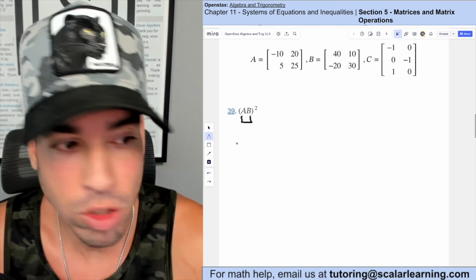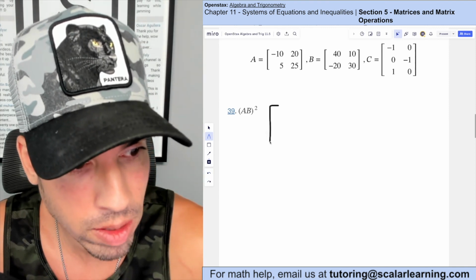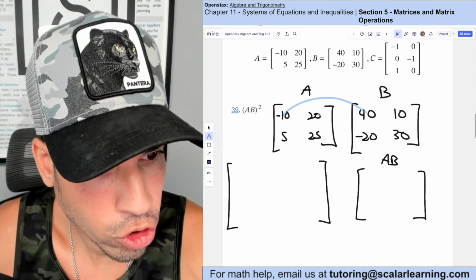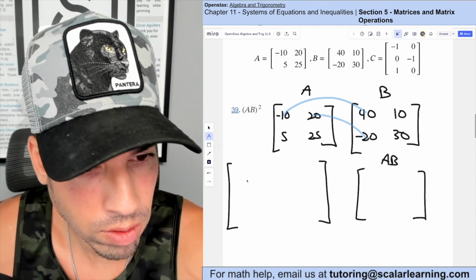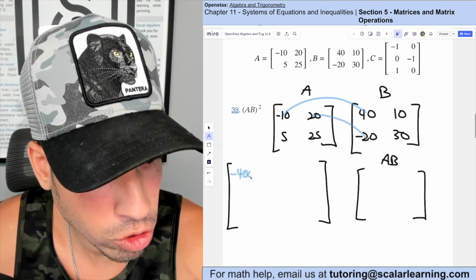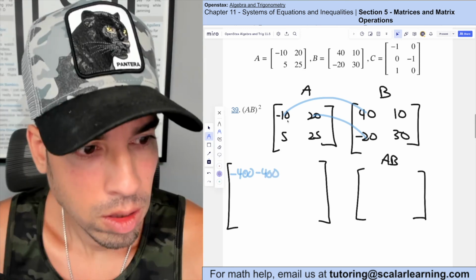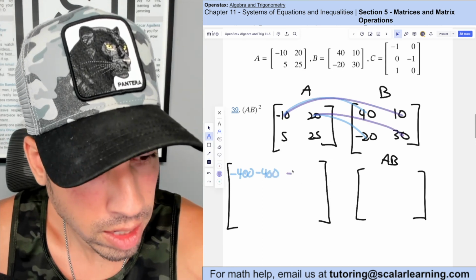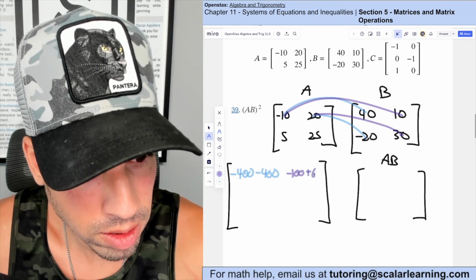So for this one, based on the order of operations, we're first going to multiply A and B, and then that result we're going to square it. Okay, so first let's write them out in that order. So we're going to do a little color coding. We got negative 10 times 400 plus 20 times negative 20. So that's negative 400 minus 400. Then we got negative 10 times 10 plus 20 times 30. That's negative 100 plus 600.